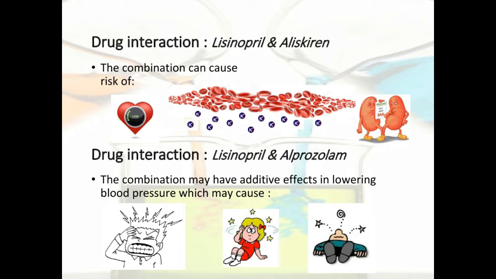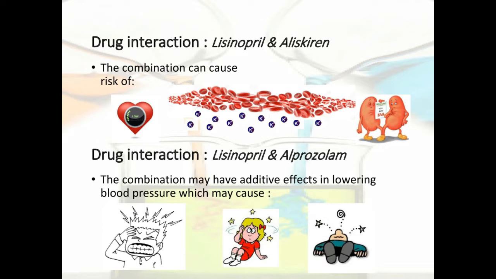Thereby, no reaction happens on the lisinopril structure inside the human body. Thus, reaction can only be seen when lisinopril reacts with other drugs to produce adverse effects. For example, the combination of lisinopril and aliskiren can cause the risk of low blood pressure, increased blood potassium, and renal impairment. For lisinopril and alprazolam, the combination may have an additive effect in lowering blood pressure, which can cause headache, dizziness, and fainting.